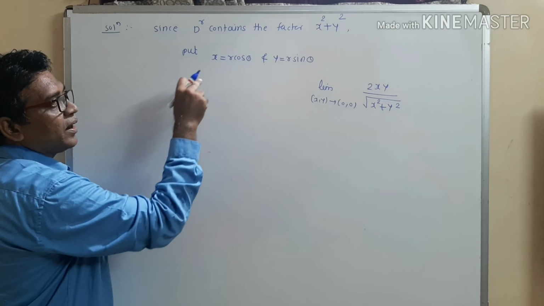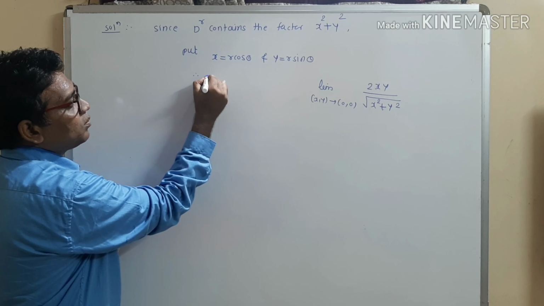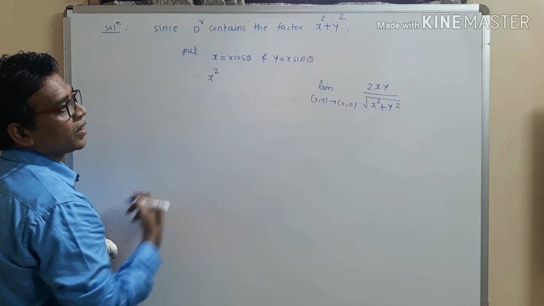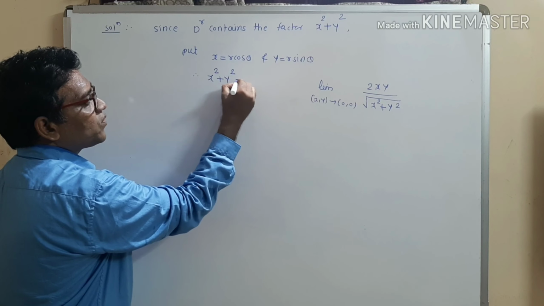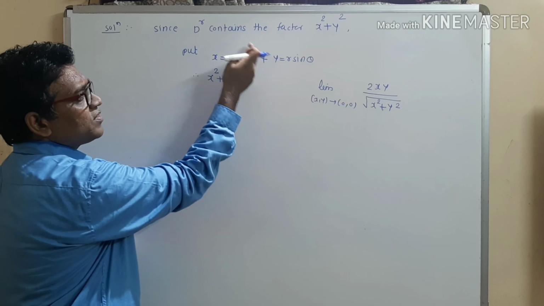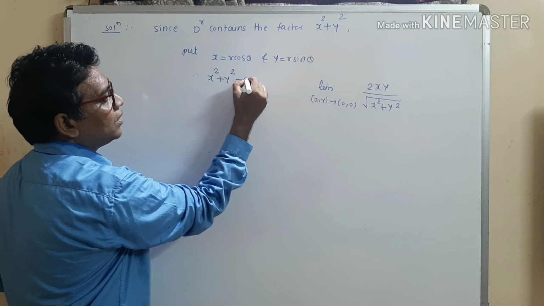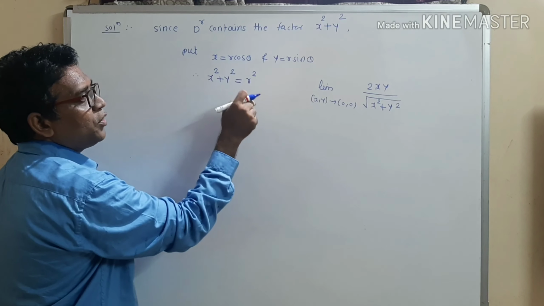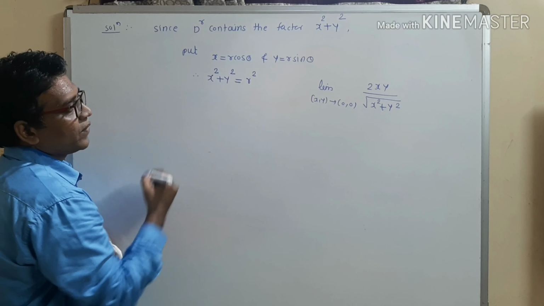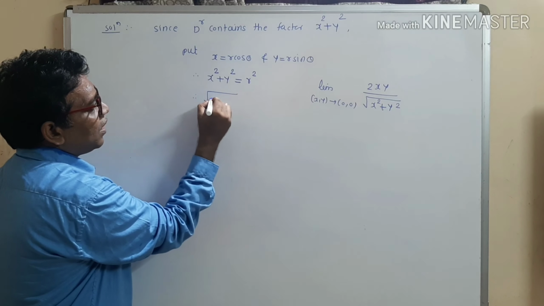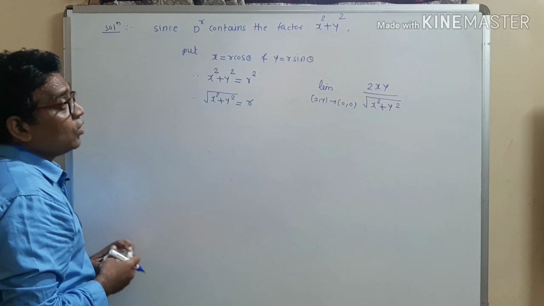Just take squaring and adding. The square of this term is x square, the square of this term is y square, and take their addition. So x square plus y square is equal to the square of the right hand side, r square cos square theta plus r square sin square theta. Take out r square common: r square into bracket cos square theta plus sin square theta, which is 1. So it will be r square. Now take the square root: under root x square plus y square is equal to r. So this is our first step.